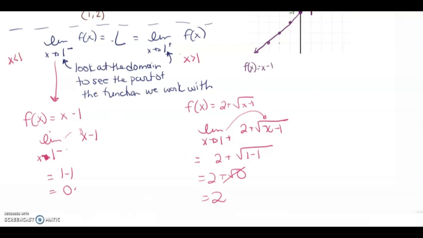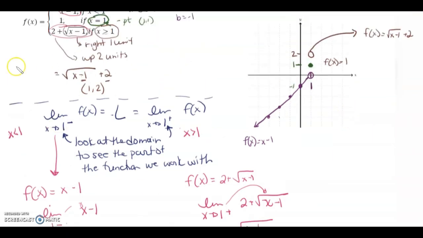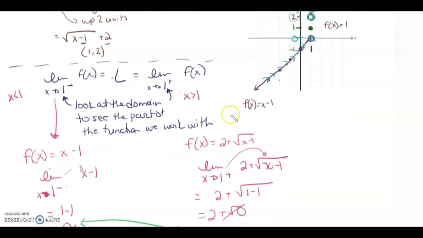So let's take a look. Is 0 and 2 the same number? No. Going back up to the graph, let's do this in a bright blue. Going up to the graph, as we approach from the left-hand side, we approach the number 0. But as we approach from the right-hand side, we approach the number 2. So because these are not the same number, the limit does not exist.